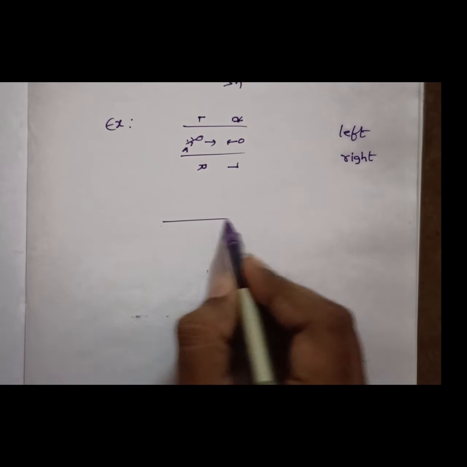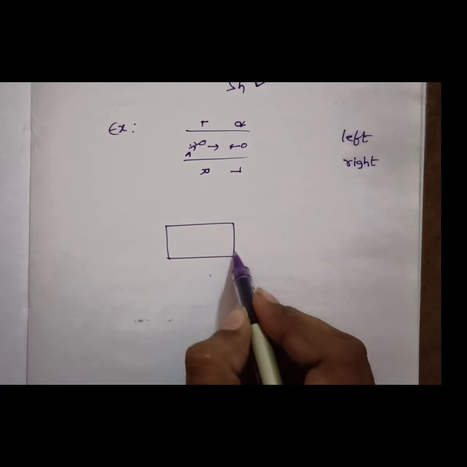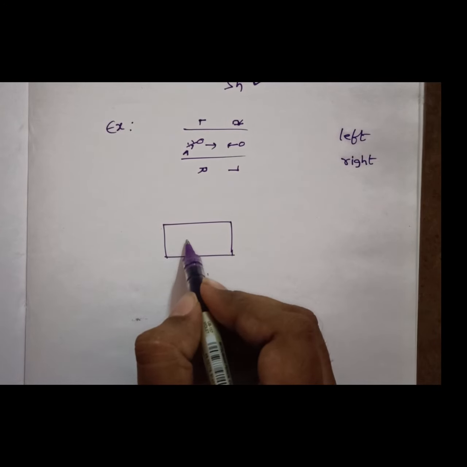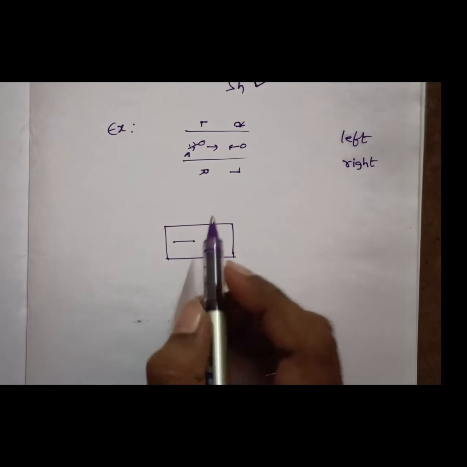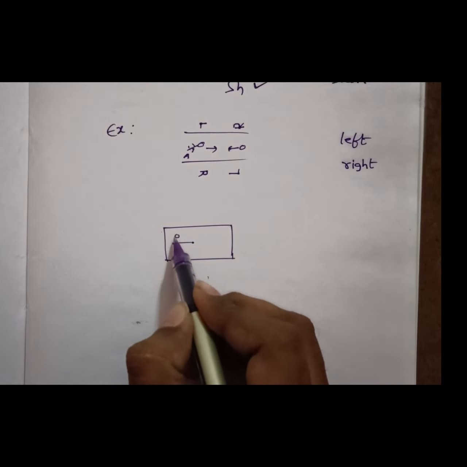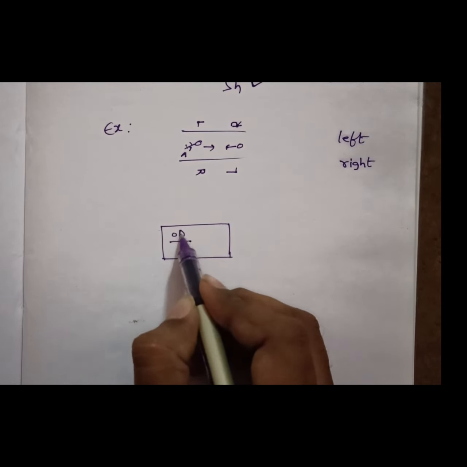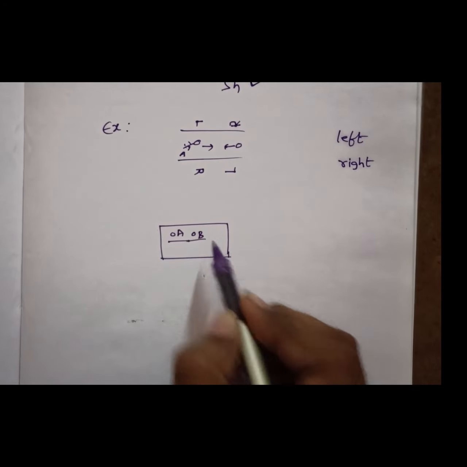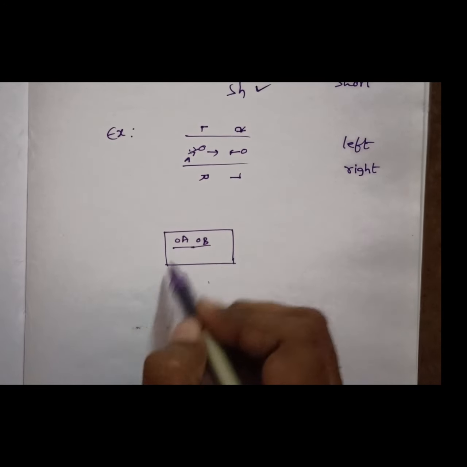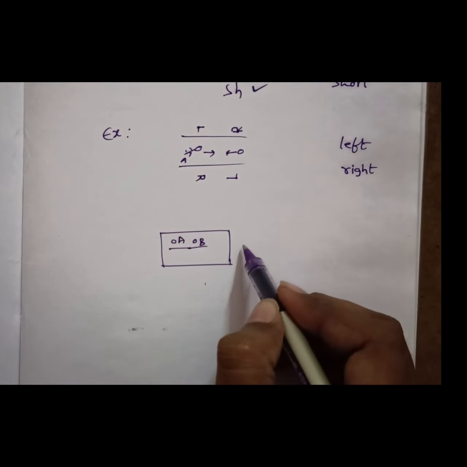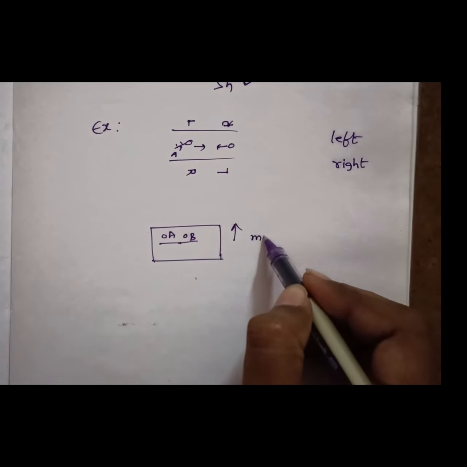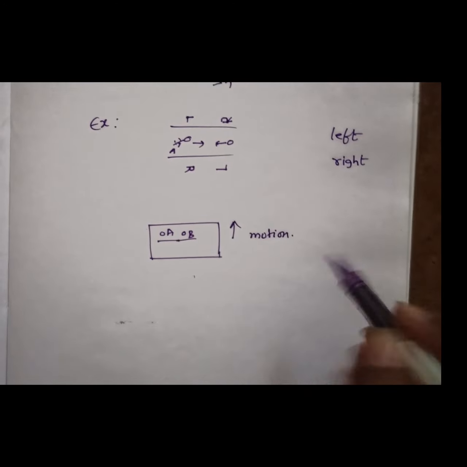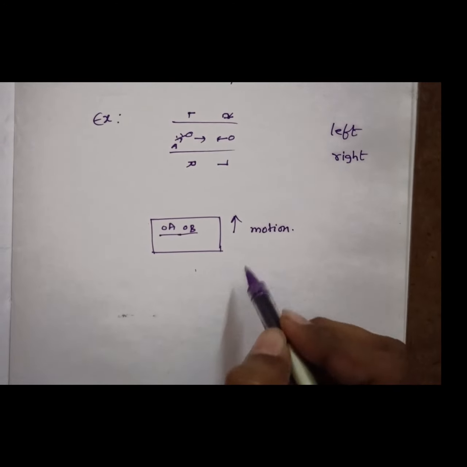Now there is a bus. In the bus, two passengers are sitting on the chair. Let us take A and B. Now it is going on the road like this. It is moving, it is in motion. Let us take in our view.